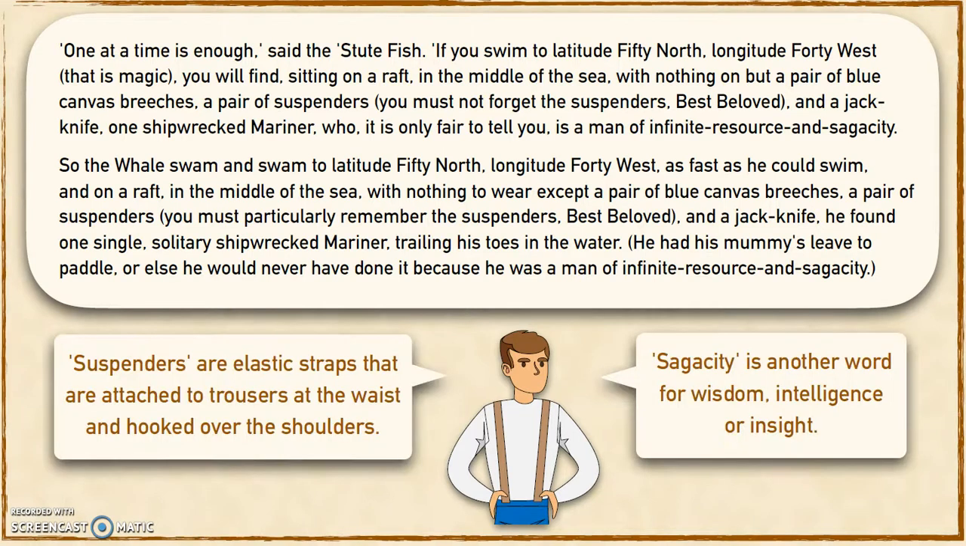Now, before we move on, I think it's important to highlight some words. We're told to not forget the suspenders, and suspenders are elastic straps that are attached to trousers at the waist and hooked over the shoulders. Another word for these could be braces. Sagacity is another word for wisdom, intelligence, or insight. So we're looking at a mariner who's very wise.